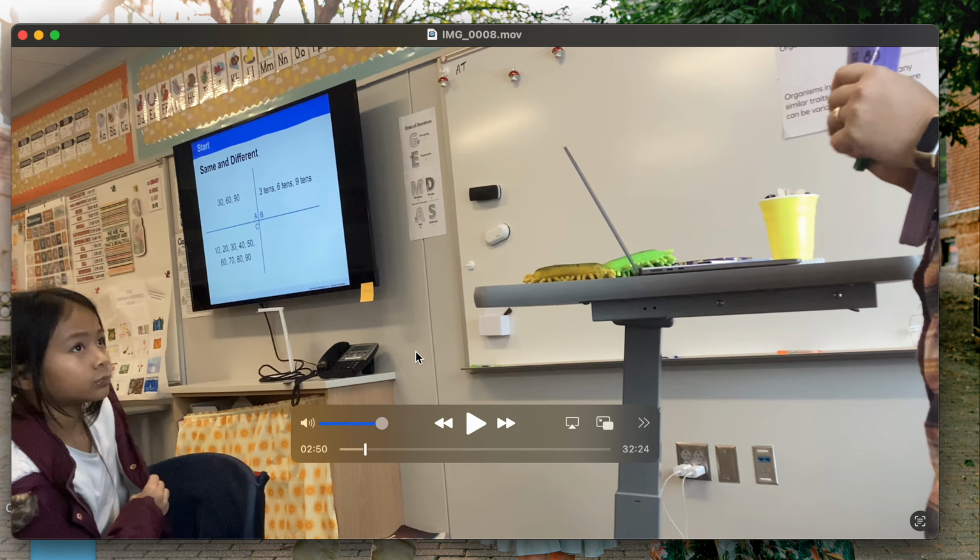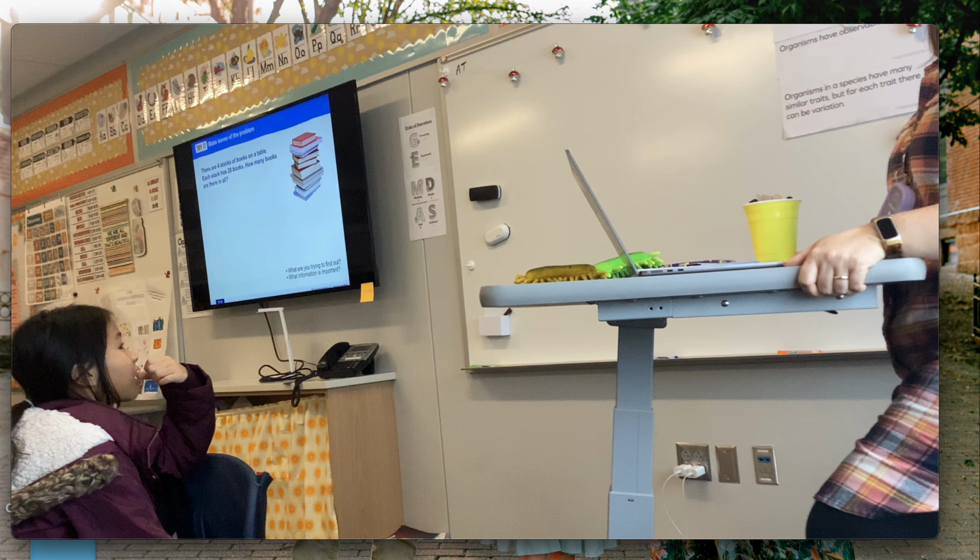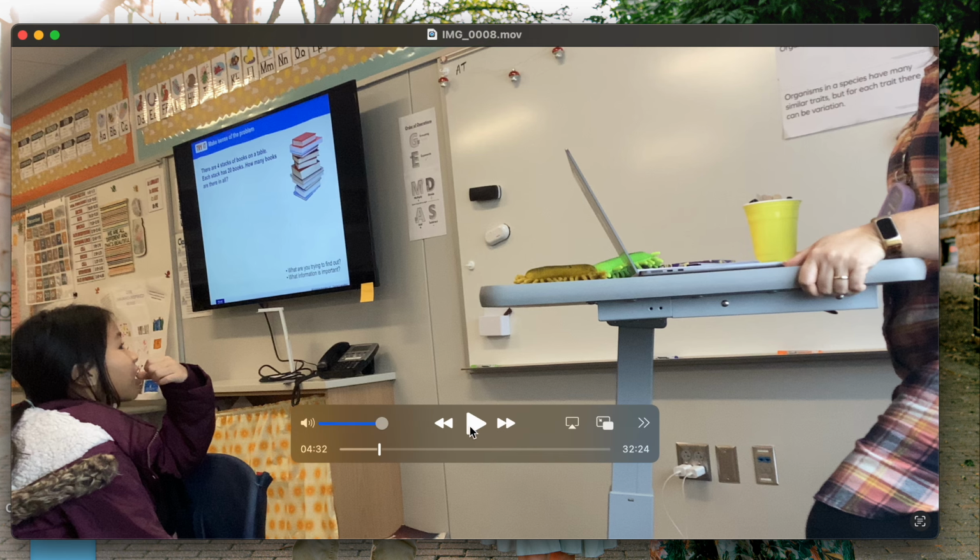All right, now let me fast forward a little bit. All right, now we're getting into the main problem that we're going to be solving today. We've already talked a little bit about what the important numbers were. Students can highlight them in their books, or they can underline, circle, whatever they need to identify what the important information is. And then we're going to start talking about how to solve the problem.